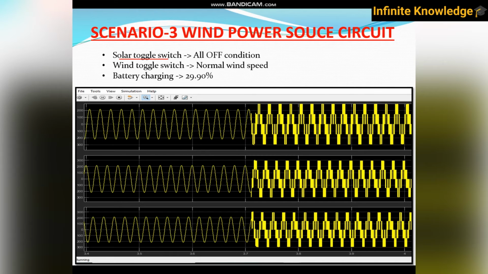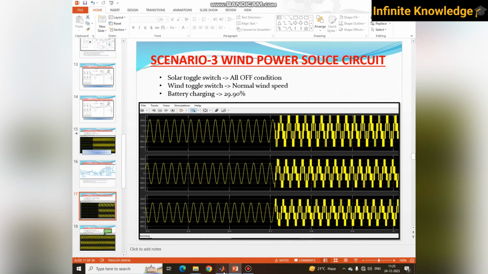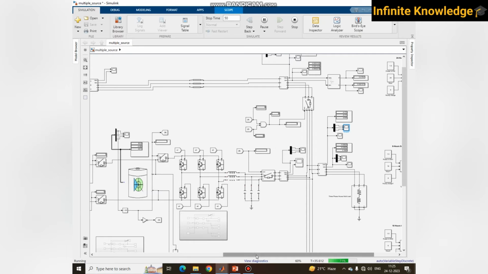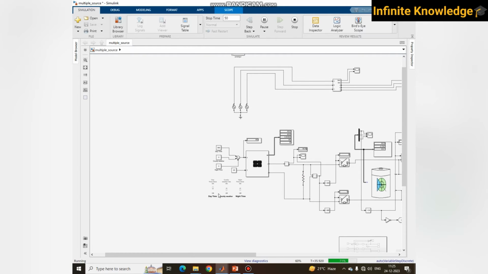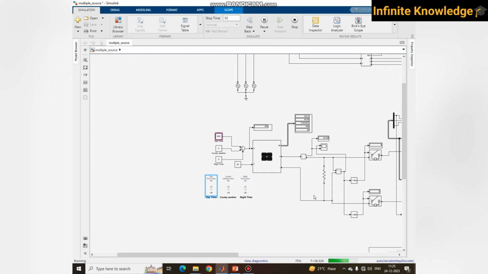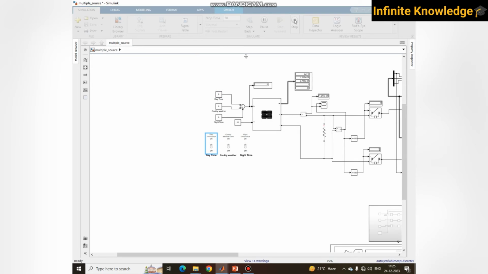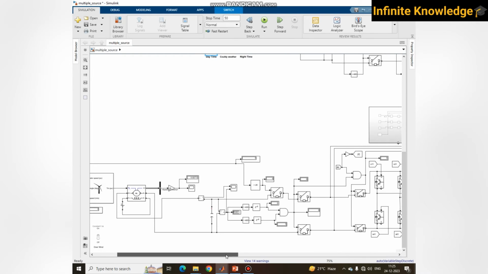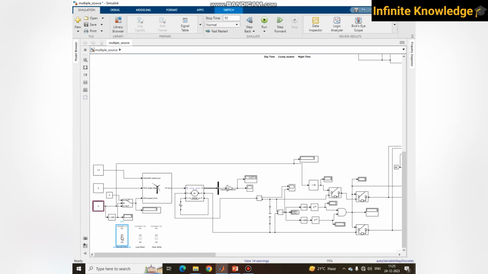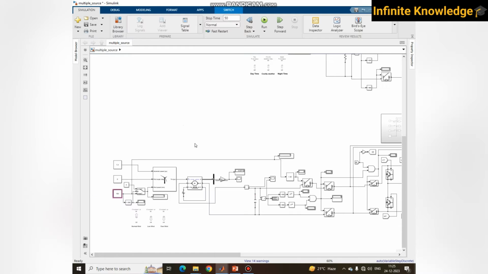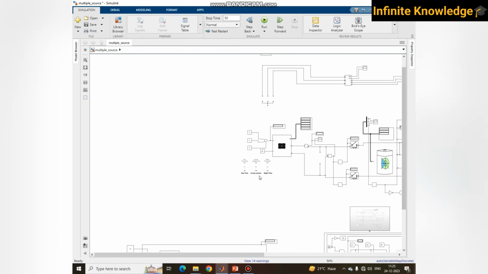For solar, all the switches are off, which means solar is not there, and wind is in the normal position, and the battery is at 29.90% charge. So we are creating this situation. First of all, I need to switch off all the solar simulation. It's already in the running condition, so I am switching off the solar because I don't want solar, I want wind. That's why I have considered normal wind. So it's a normal wind switch, and now there is no solar.